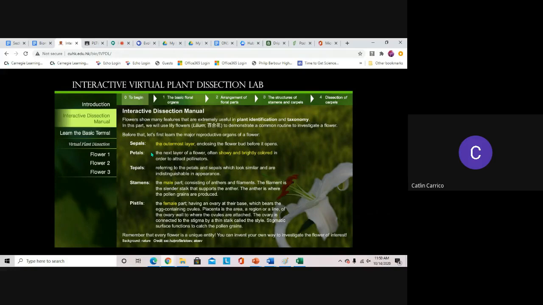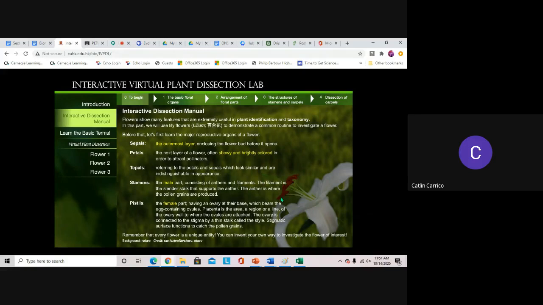We then have the stamens. It's the male part of the flower. Consists of anthers and filaments. The filament is the slender stalk that supports the anther. The anther is where the pollen grains are produced. So we look at this picture here. You can see the stamen. Here we have the filament, which is the stick-like structure, and then we have the anthers here, and the pollen would sit on those anthers.